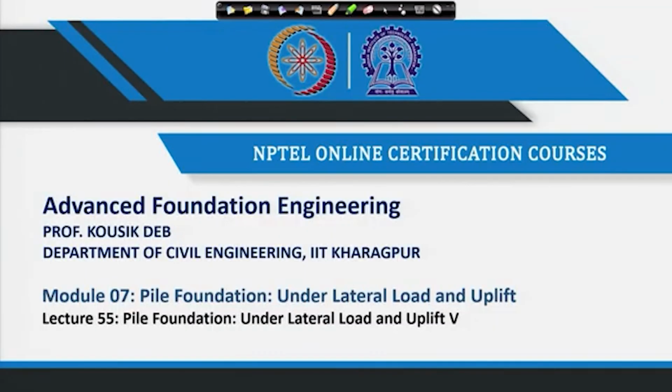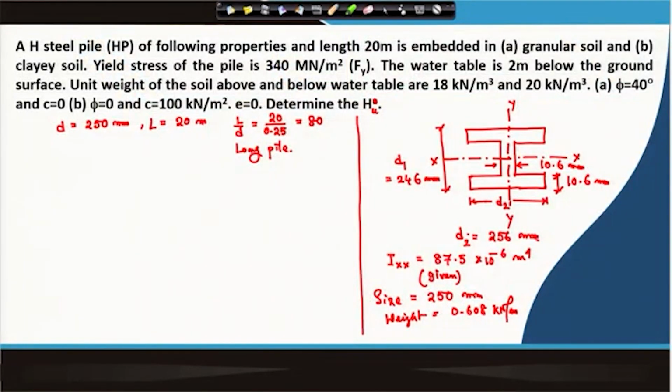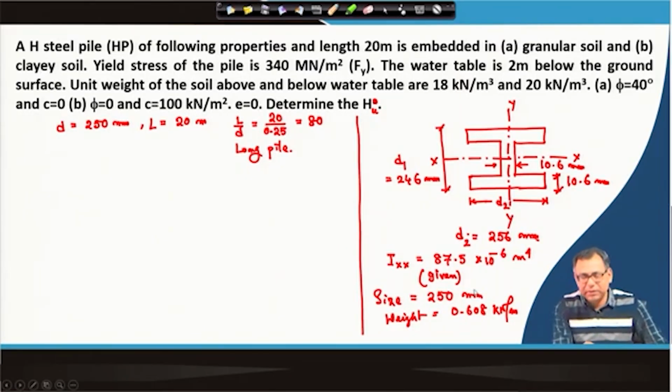So, last class I was discussing one example problem, where an H section steel pile was taken and the soil properties were given, and two soil conditions were given. One is the granular soil, another is the clayey soil, and the diameter or the size of the section was 250 millimeter. So, these values are available for a particular section, and for this chosen section these are the values.